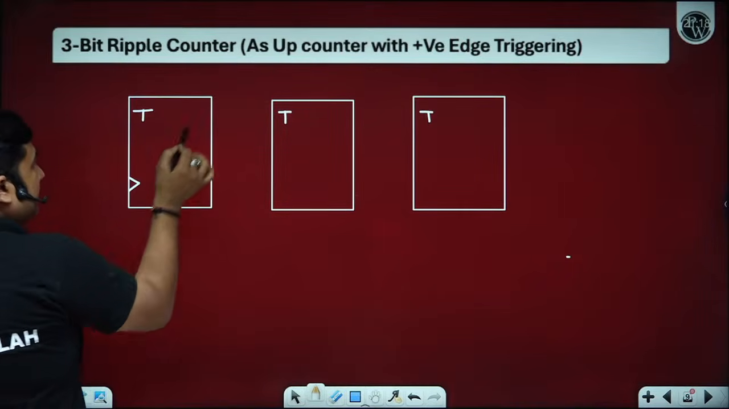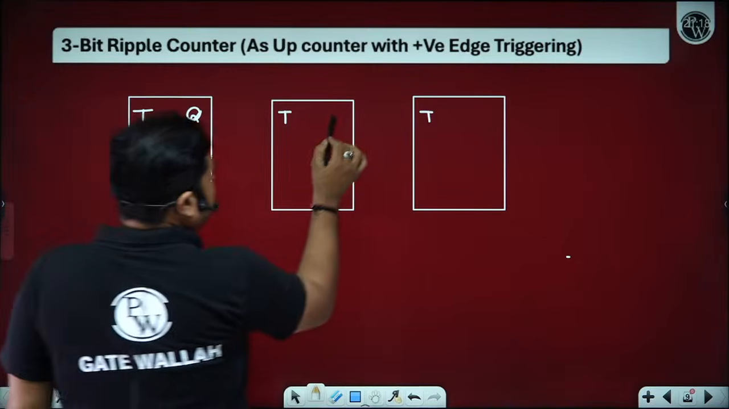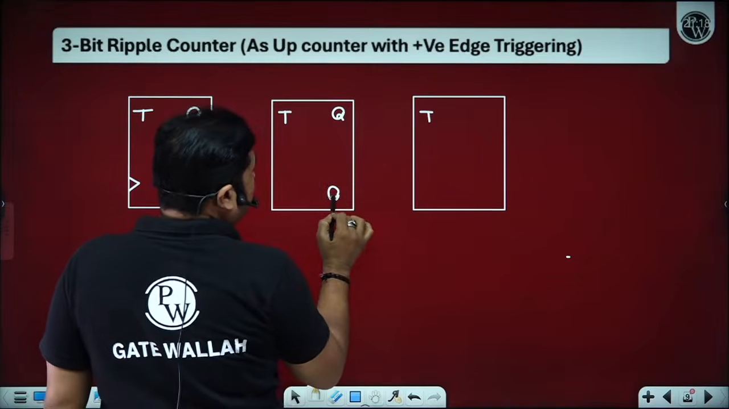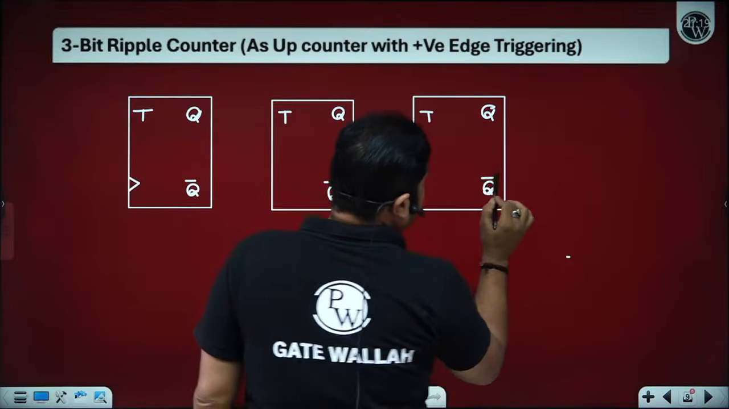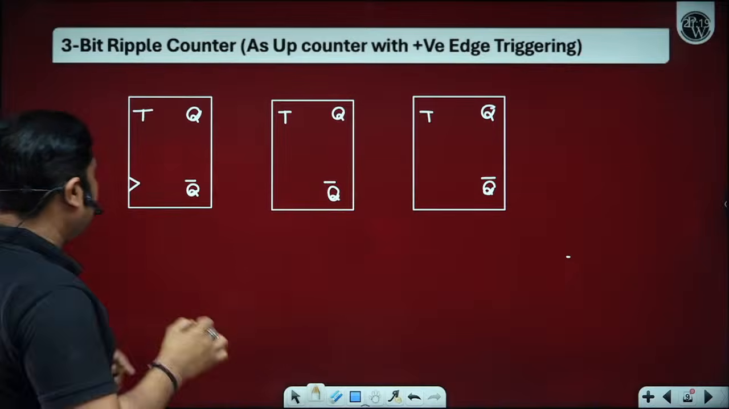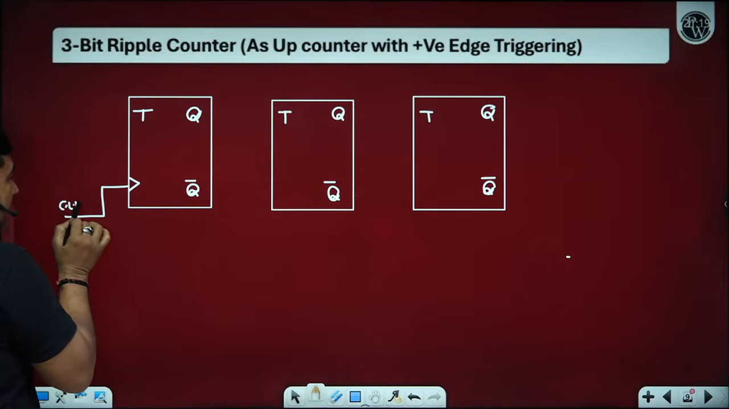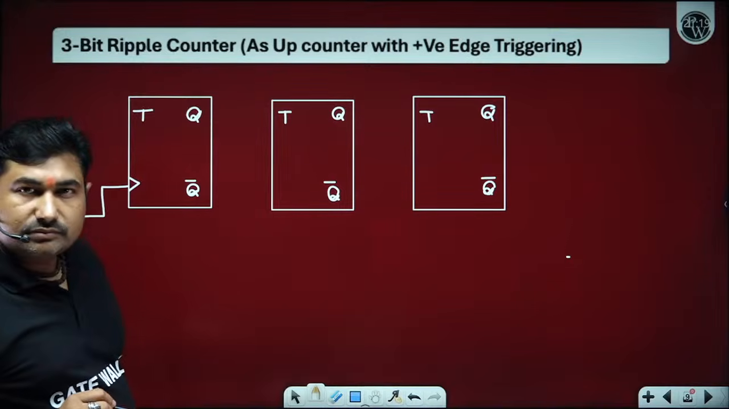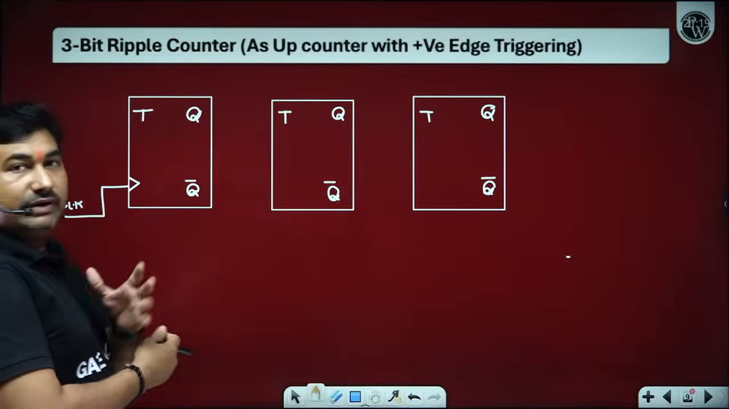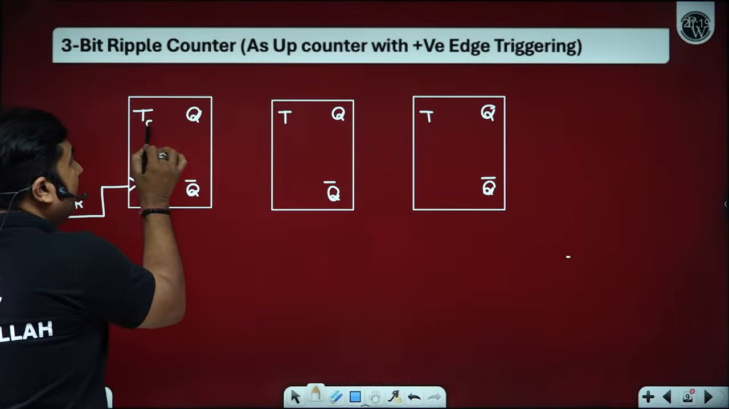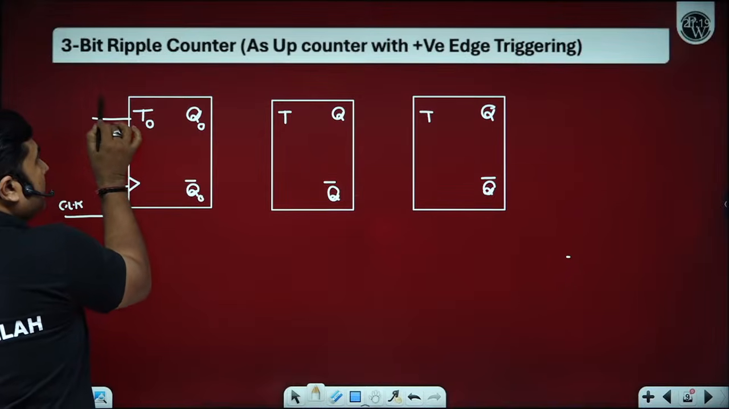Input clock is connected with only one flip-flop and that will act as the least significant bit. Please observe very carefully. So here I am using the input clock. Is it okay? Yes, sir. Input clock is connected to only one flip-flop and that will act as the least significant bit.